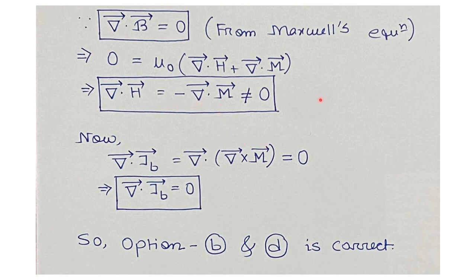Now our system has a volume bound current density Jb. This means our system has non-uniform magnetization. So the divergence of M for this system is non-zero, and it will give rise to divergence of H being non-zero. Now divergence of Jb is divergence of curl of M, because Jb is defined as curl of M, and this term is also 0, so your divergence of Jb is 0. So if you see the four options, among the four options, option B and option D are correct.